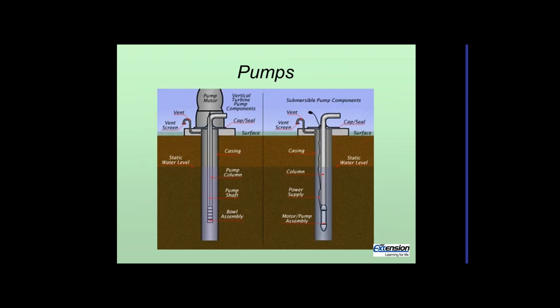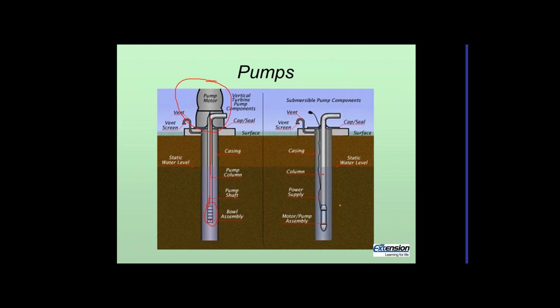So there are basically two types of pumps used for irrigation. One is a vertical turbine pump. The motor is going to be up on the surface. It's going to have a shaft that runs down to a set of bowls where the impellers are that put work on the water, and then it's going to lift it up. I've got a slide in a minute that's going to show you some more details on that.